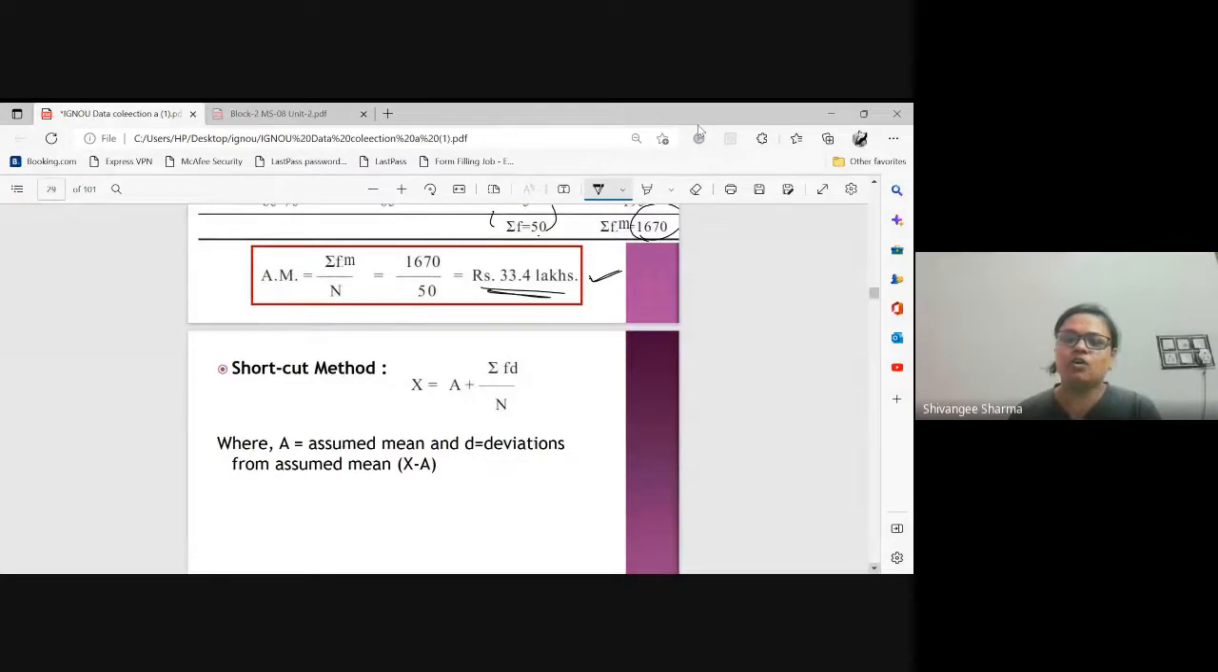Then there's a shortcut method, or you can say assumed mean method, to calculate average, right? Here X bar is equal to A, which is your assumed mean, plus summation of f d divided by N, where d is the deviation, f is your frequency, and N is the total number, or you can say summation of frequency. It's just to make your calculations simple.